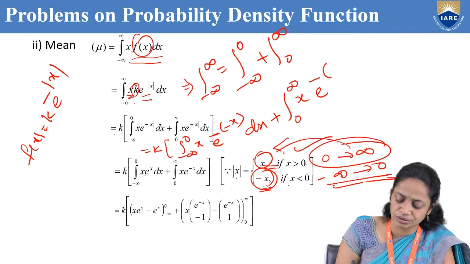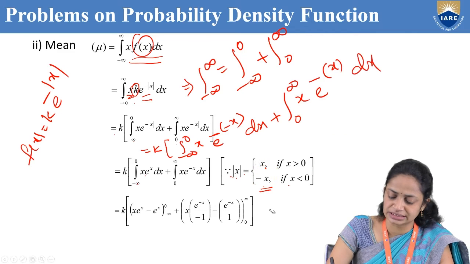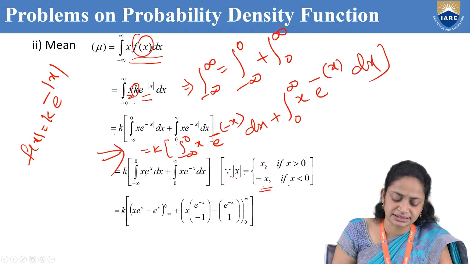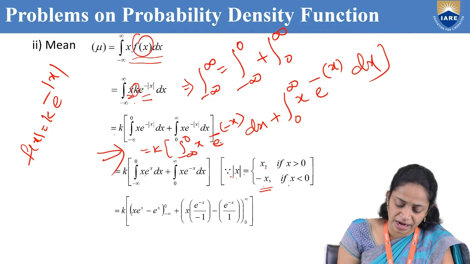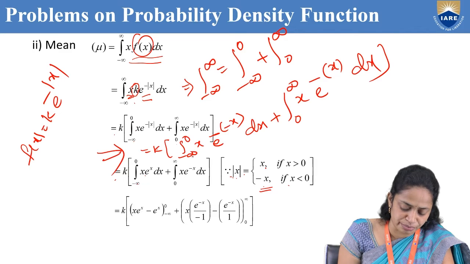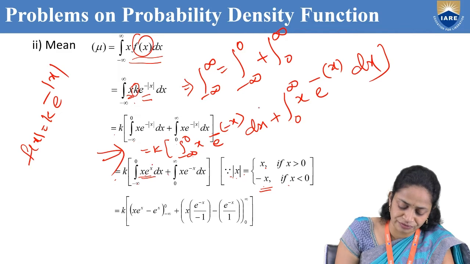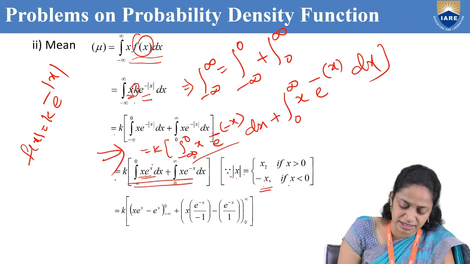Where the limits are 0 to infinity, modulus of x equals x, that is dx. Okay, so this is our next step. For this I am writing k into the integration over minus infinity to 0 of x into e power minus (minus) plus e power x, dx, plus integral from 0 to infinity of x into e power minus x. So our next step is this one.